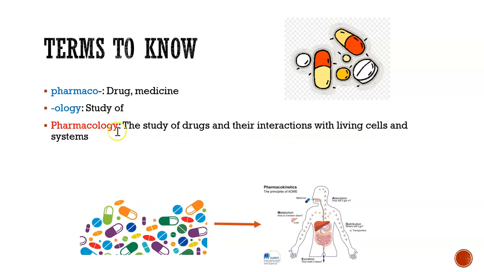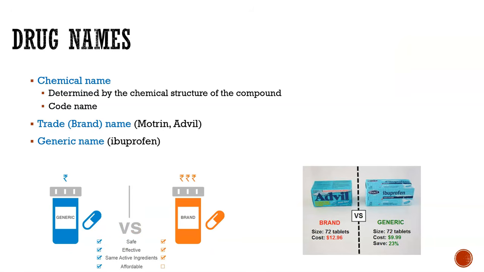Well, anything that ends in ology means the study of. So if you think of periodontology, that's the study of the periodontium. You think of zoology, that's the study of animals. So pharmacology is the study of drugs, the study of medicine. And when we look at names of medicine, there are three different drug names. There's the chemical name, the trade name, and the generic name.